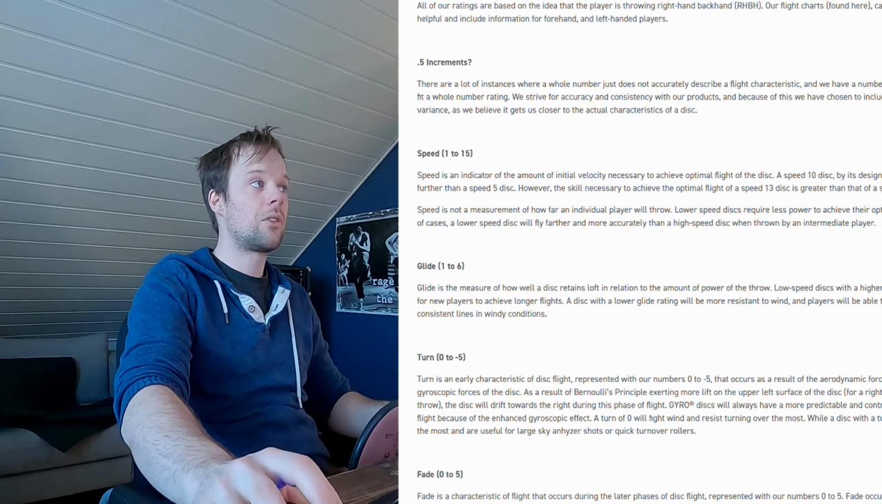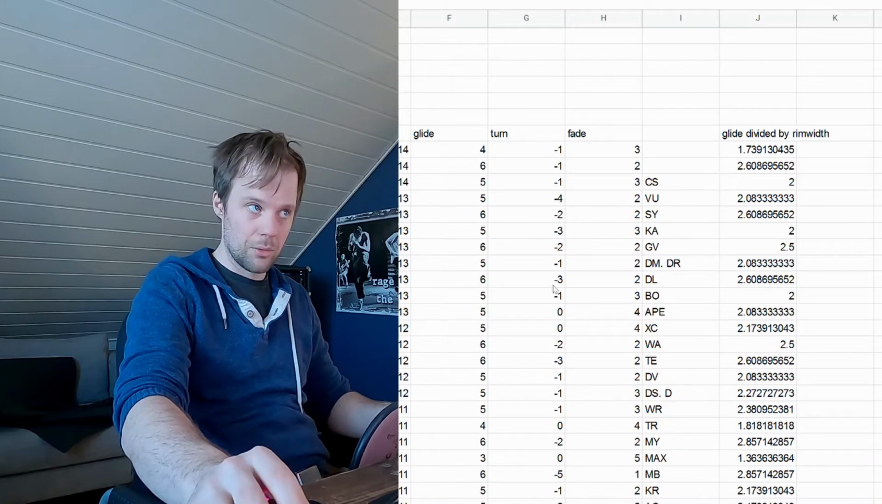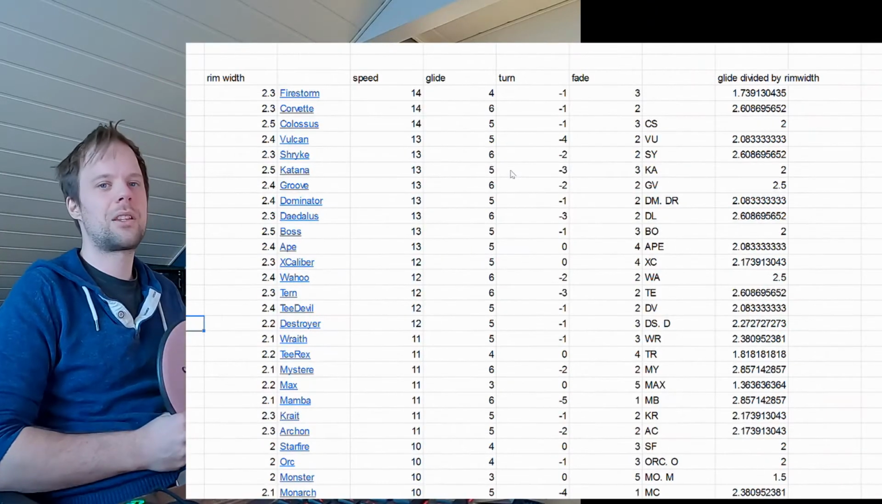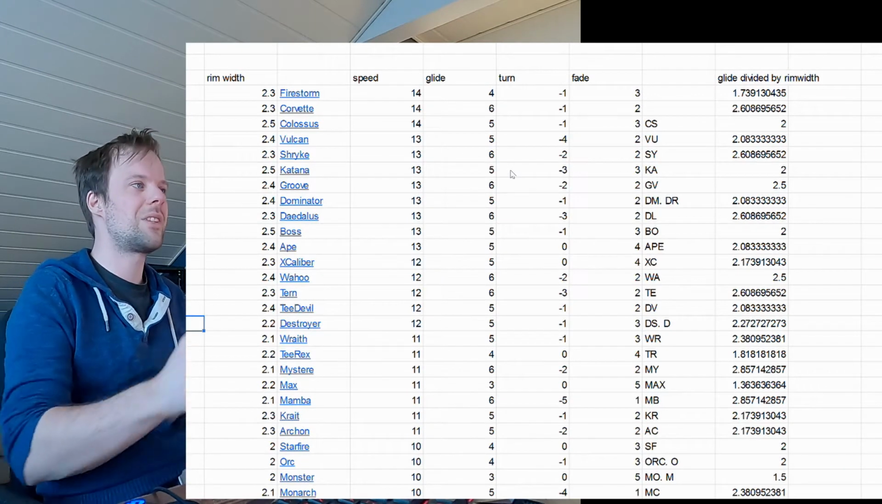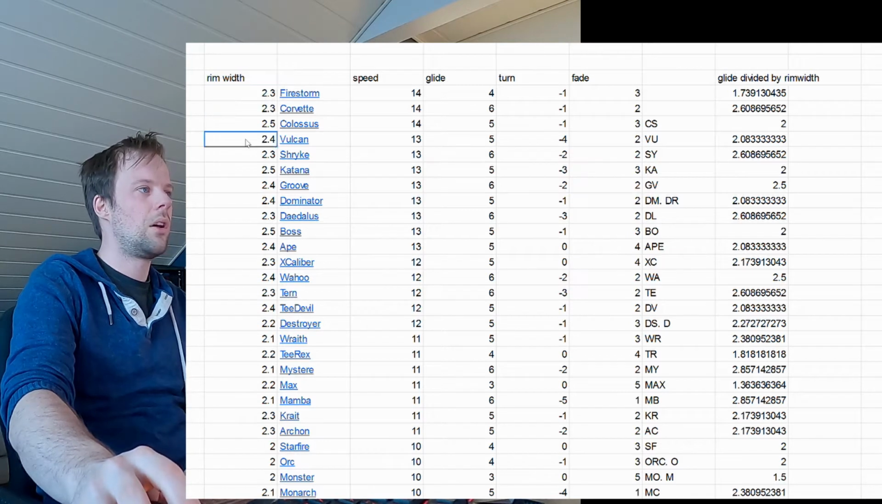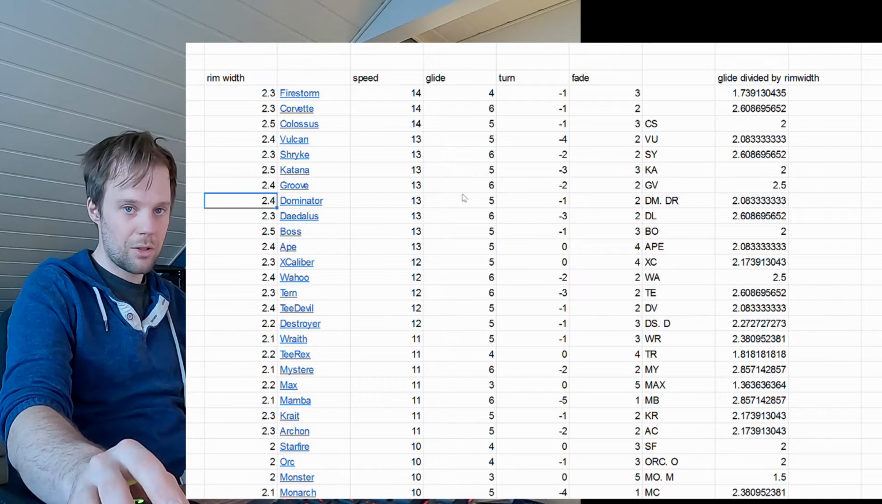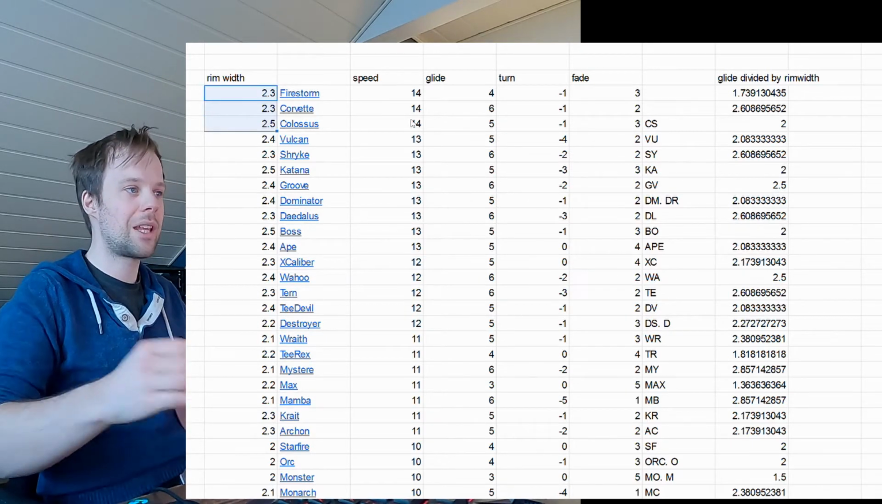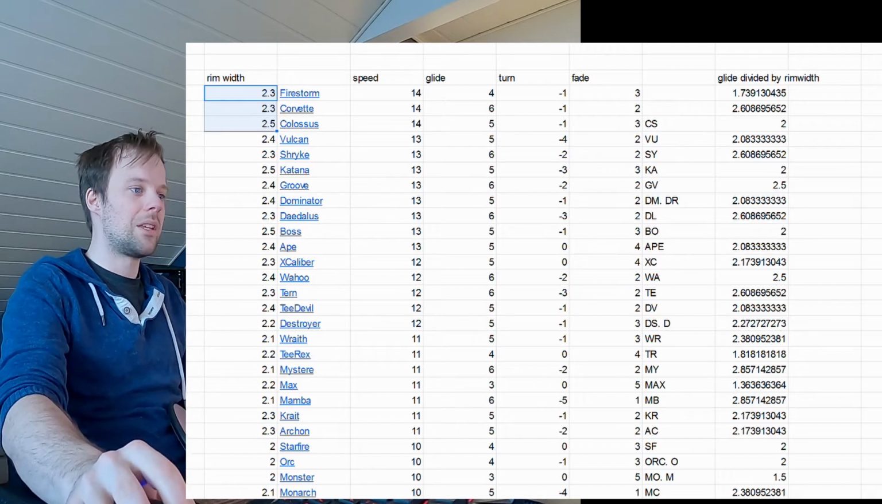And I actually took some numbers out, first from Innova and then from MVP. My expectation was that there is actually a measure which is the rim width. So that's why I took the rim width of each disc from Innova. I was quite surprised that the rim width doesn't correlate exactly with the speed.